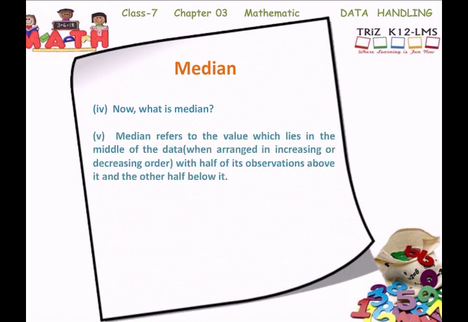Median refers to the value which lies in the middle of the data when arranged in increasing or decreasing order, with half of its observations above it and other half below it. Let us see some examples of median.